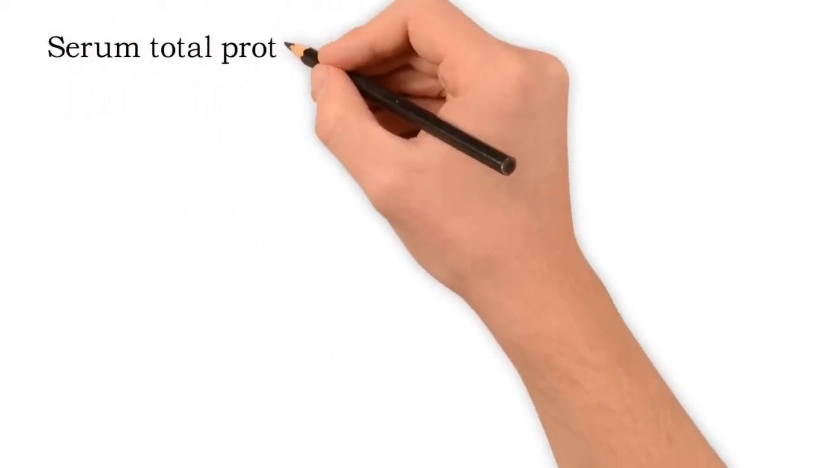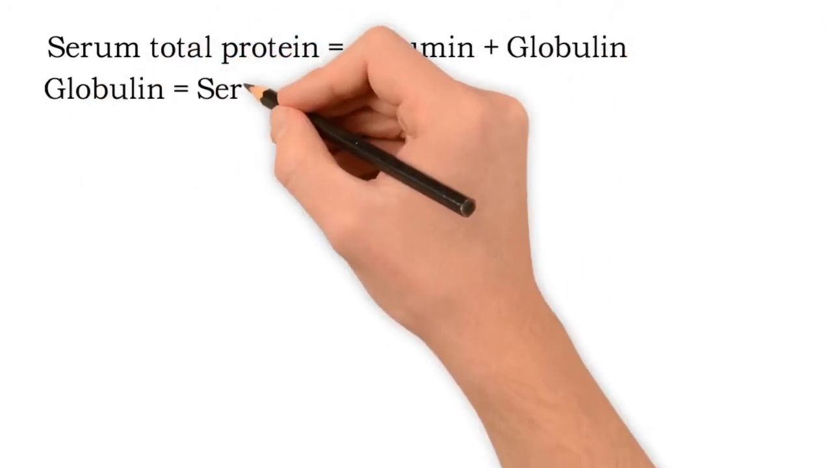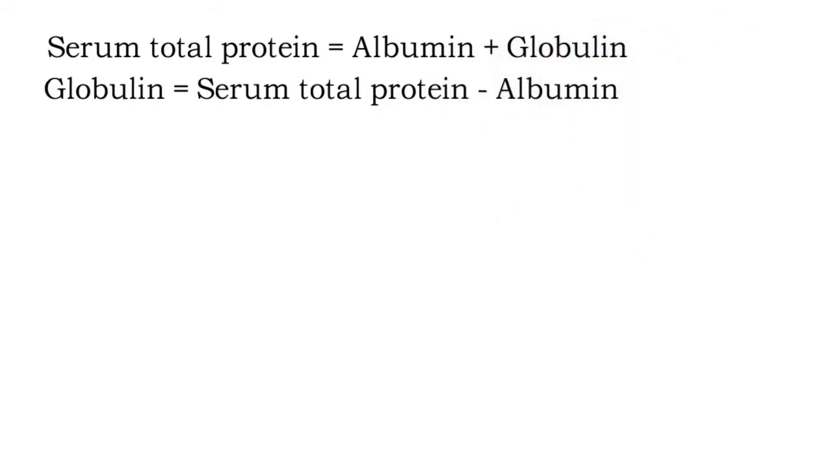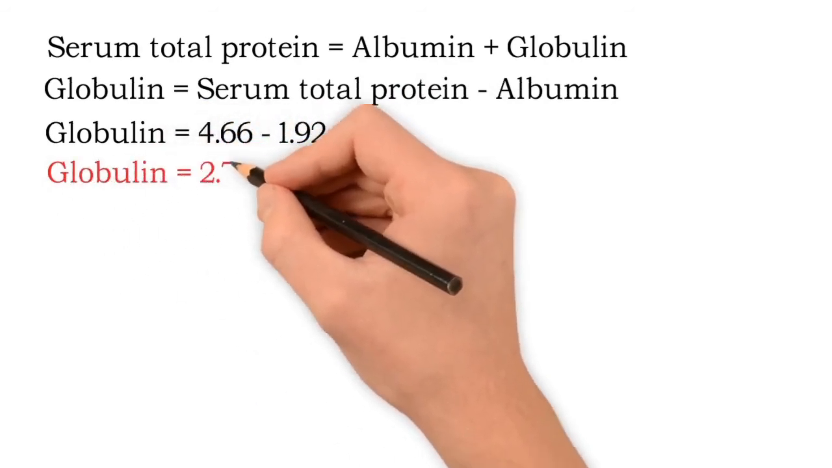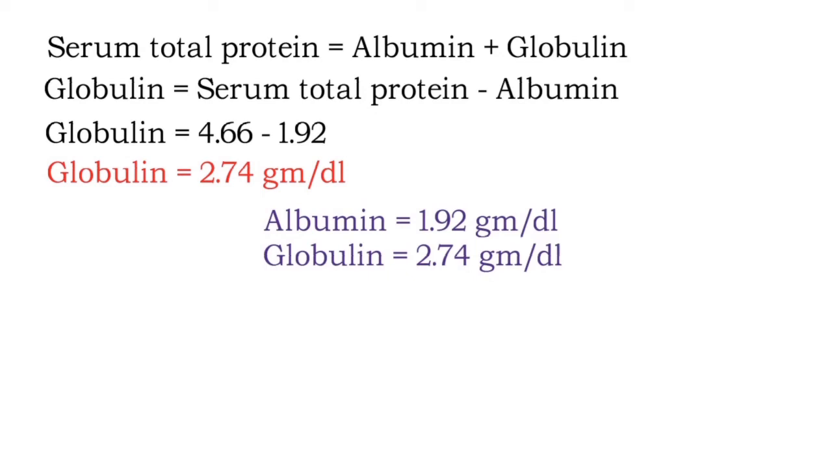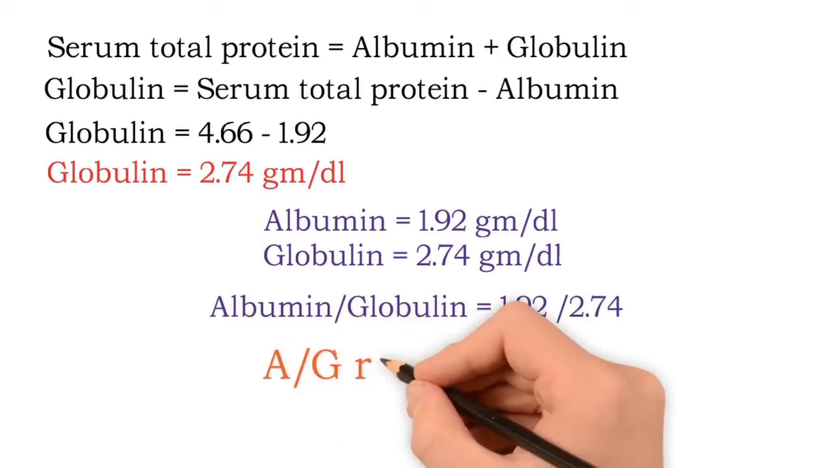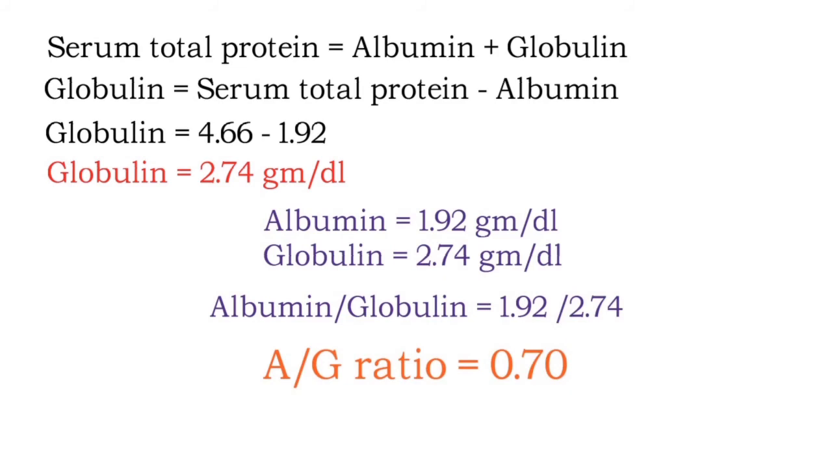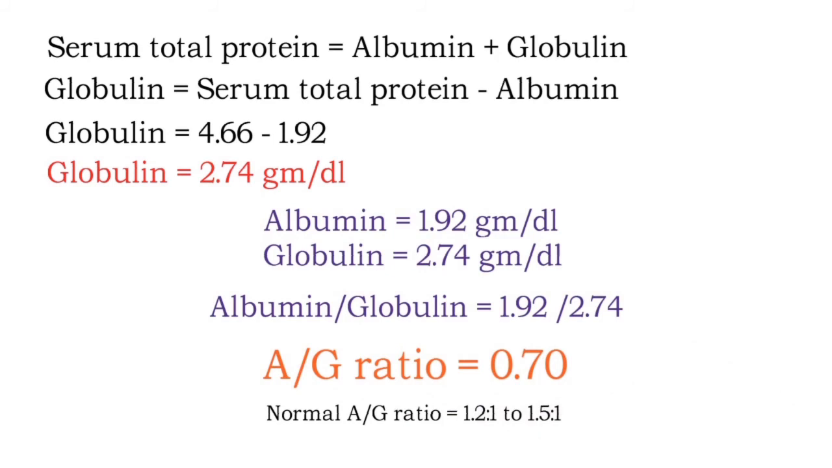Now we will calculate the serum globulin level. Serum total protein is equal to albumin plus globulin. So globulin level is 2.74 gram per deciliter. So now albumin is 1.92 gram per deciliter, globulin is 2.74 gram per deciliter, so our AG ratio is 0.70. Normal is 1.2 to 1.5, so our AG ratio here is altered.